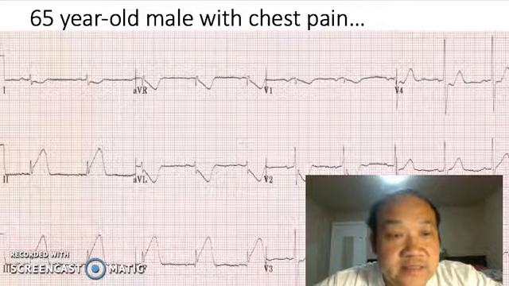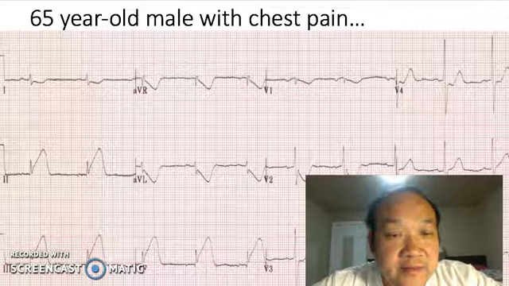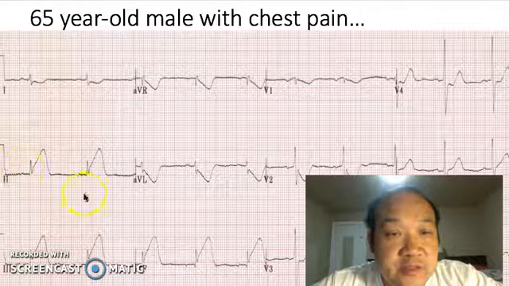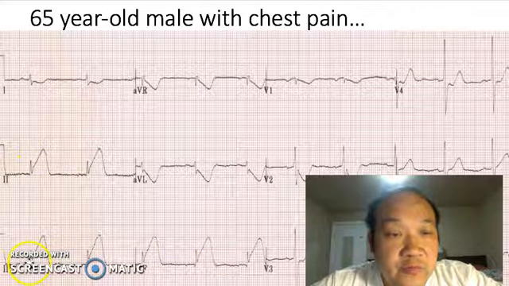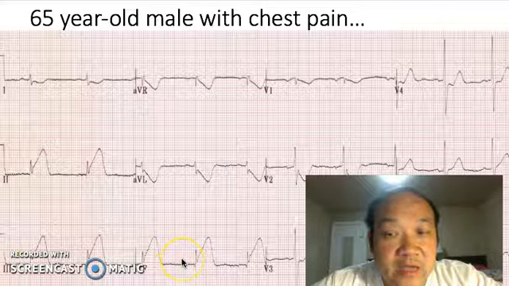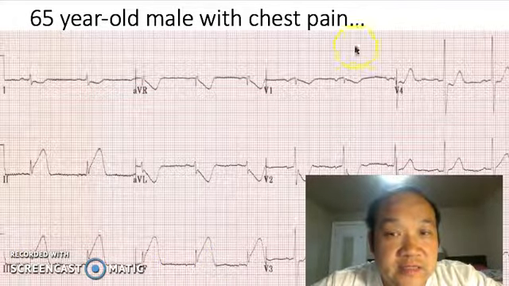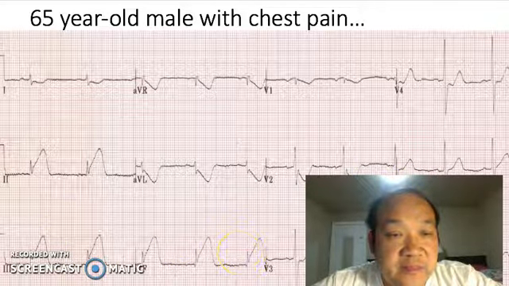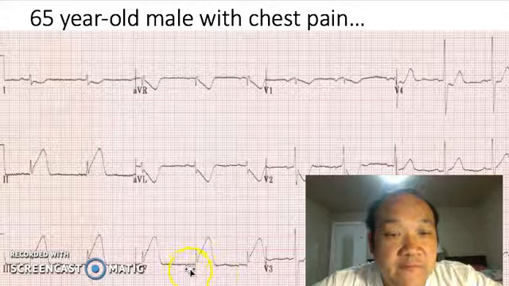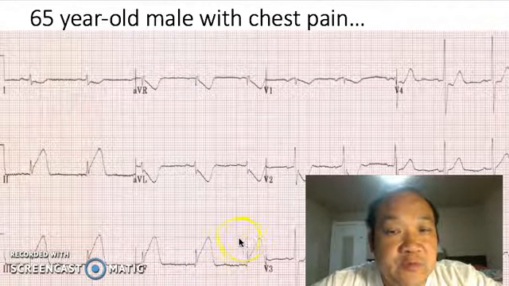Our first case is a 65-year-old male presenting with chest pain. As you can see from the EKG here, there is ST elevation in the inferior leads 2, 3, and aVF, as well as some reciprocal depression in the precordial leads here. The heart rate is in the 30s, and there are no obvious P waves, suggesting a high junctional escape rhythm.